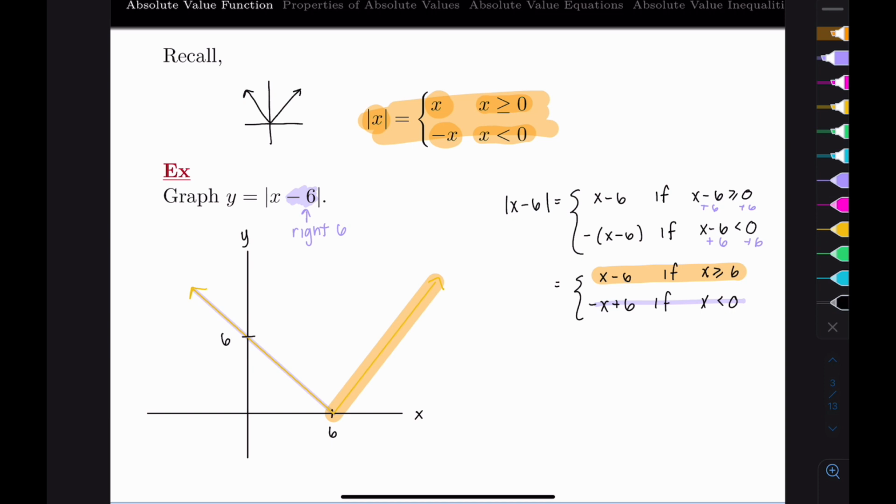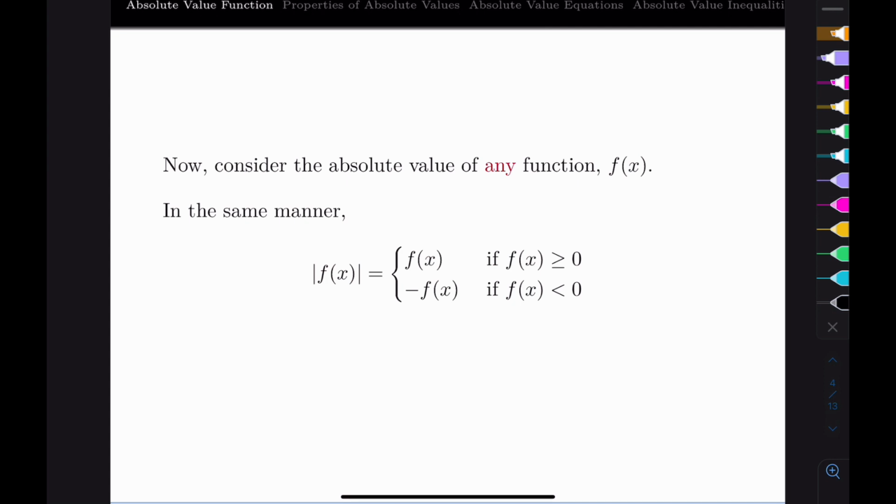Okay? So this is the rule that we have to remember. You get exactly what you have if what you have is positive. You change the sign if what you had was negative. So when we talk about taking the absolute value of any function, anything being on the inside, same exact rule applies. If what I had inside the absolute values was greater than or equal to 0, I get exactly the same thing. The absolute value does nothing. But if what we had was negative, I have to change the sign. So it's going to flip it.